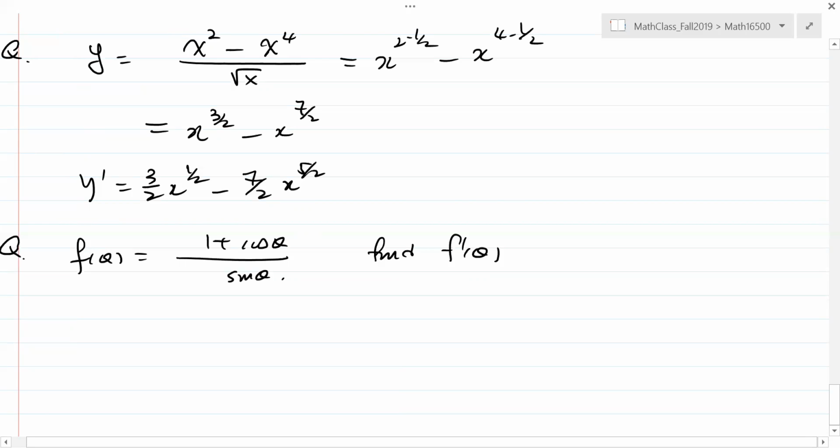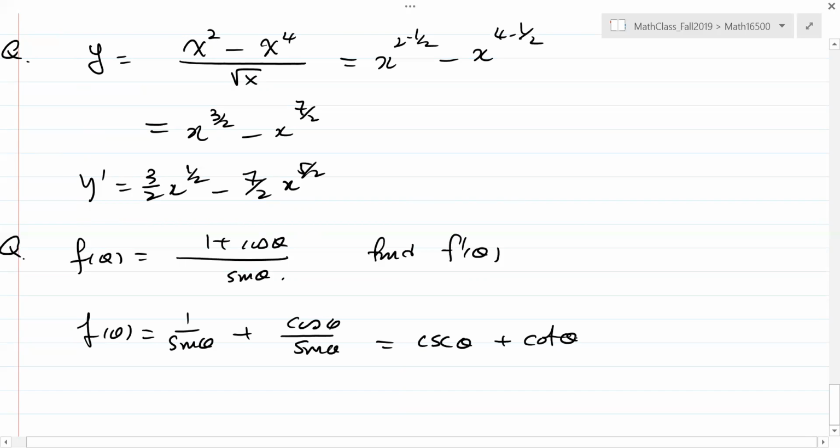What is the derivative of cosecant theta? Because the function can be also written as 1 over sine theta, right? Plus cosine theta over sine theta. And just the same idea, right? Then you get cosecant theta plus cotangent theta. So you have to memorize the derivative of cosecant theta and cotangent theta. If you do, then fine. Just put the answer there, find the derivative. Okay.